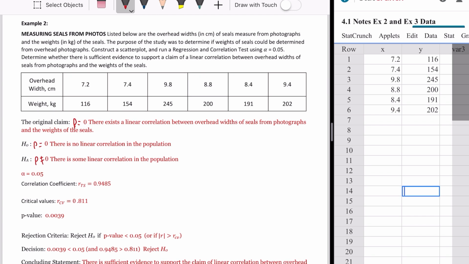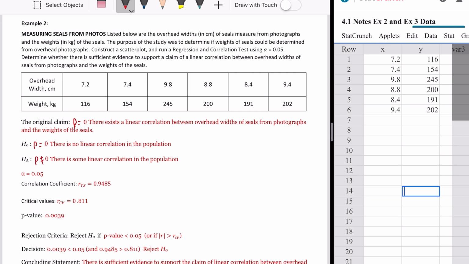Measuring seals from photos. Listed below are the overhead widths, like taken if you're flying overhead, in centimeters of seals, measured from photographs, and the weights of the seals. The purpose of the study was to determine if weights of seals could be determined from overhead photographs. Construct a scatter plot, and we can look at the scatter plot in StatCrunch and run a regression and correlation test using alpha equals 0.05.